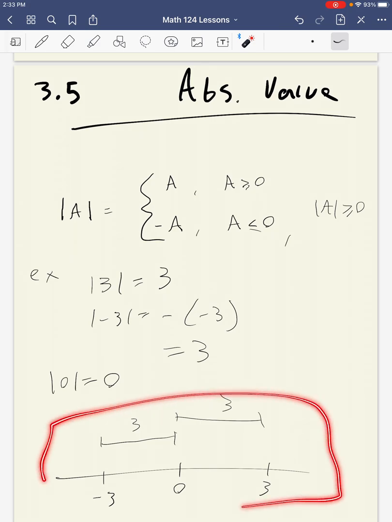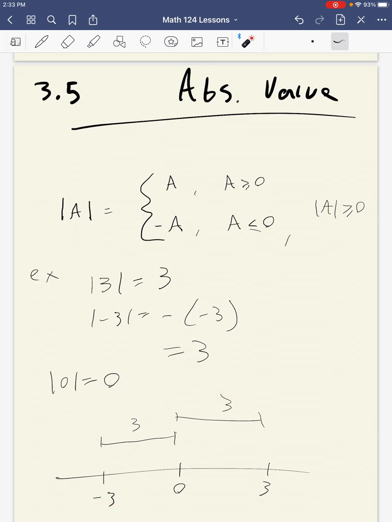Now I drew this number line here to give you another interpretation of the absolute value. So here's negative 3 and 3, which we just took the absolute value of. Notice how both of these numbers are a distance of 3 from the number 0. The distance from negative 3 to 0 is positive 3. The distance from 0 to 3 is positive 3. So really the absolute value is measuring the distance from a number to the number 0 on the number line.